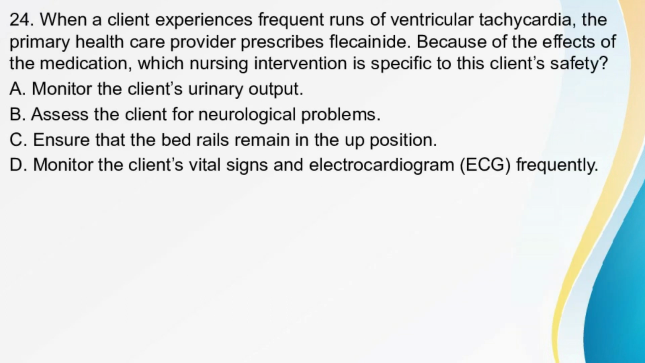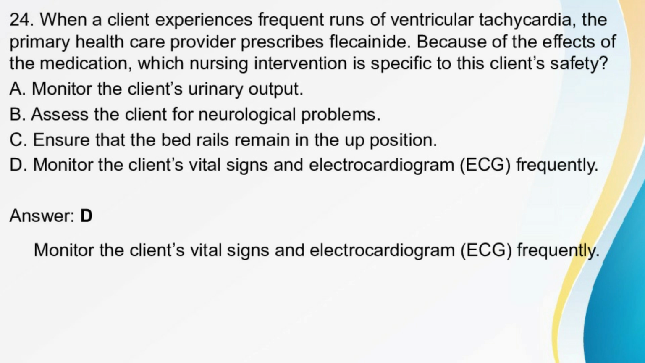Question number 24. When a client experiences frequent runs of ventricular tachycardia, the primary healthcare provider prescribes flecainide. Because of the effects of the medication, which nursing intervention is specific to this client's safety? A. Monitor the client's urinary output. B. Assess the client for neurological problems. C. Ensure that the bed rails remain in the up position. D. Monitor the client's vital signs and electrocardiogram (ECG) frequently.